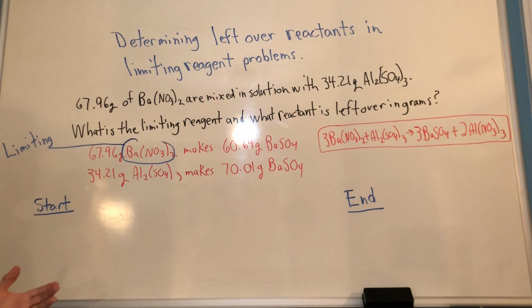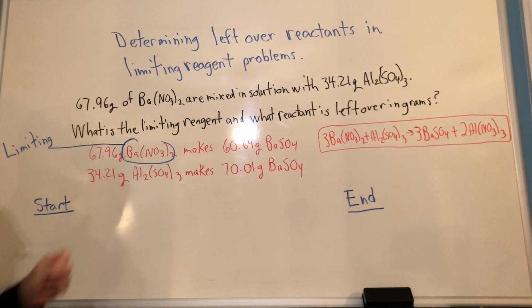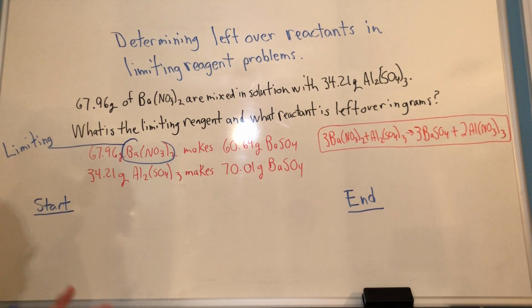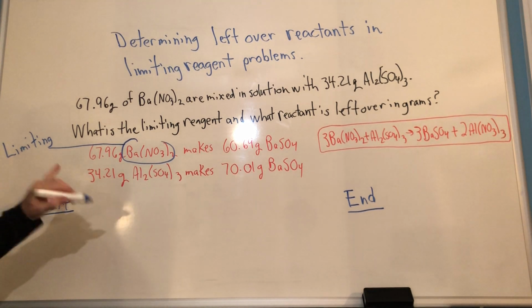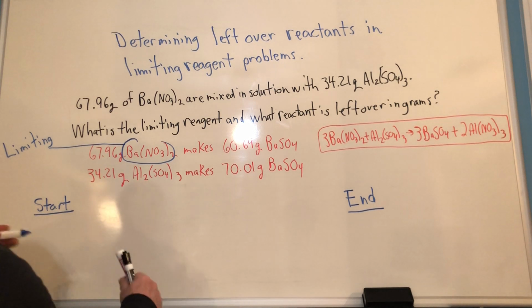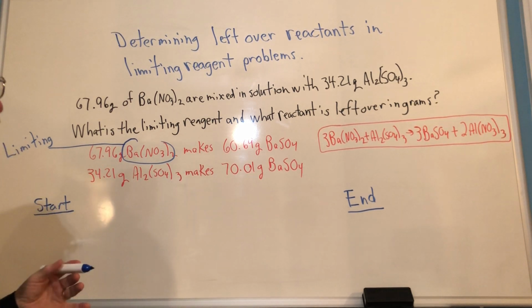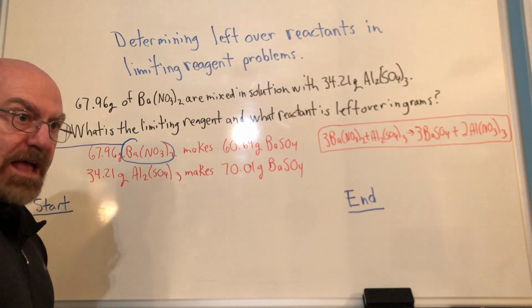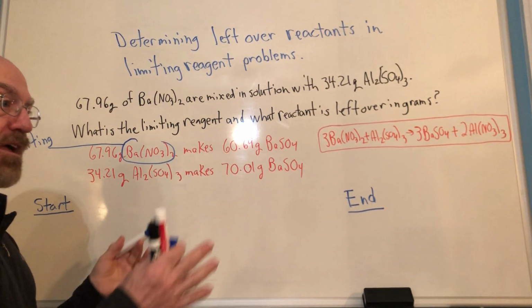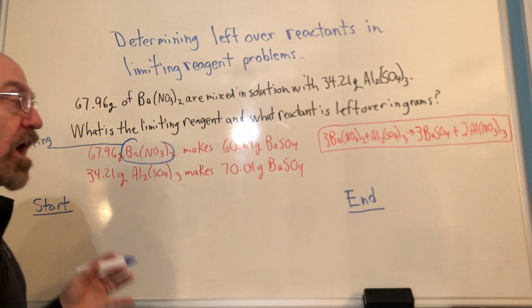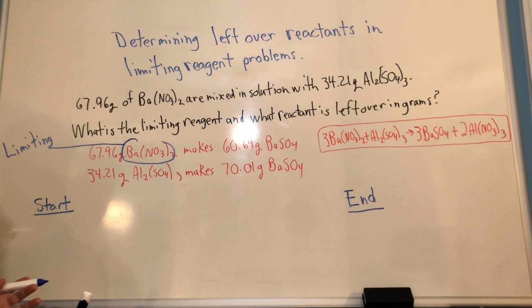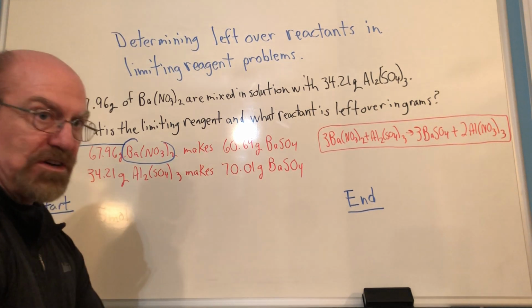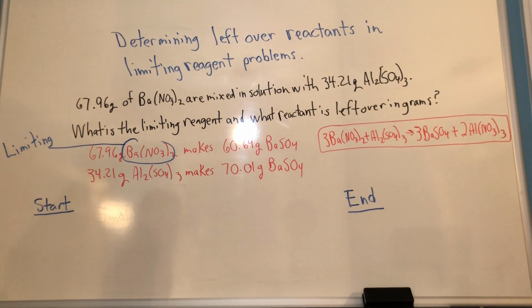So now that we know that this one is limiting, we have to find out how much of the aluminum sulfate is left over. So how do we do that? What we do is we start with our barium nitrate, and we are going to calculate how much of the aluminum sulfate reacted in this reaction. That will tell us how much has been removed, and then we subtract that from the starting amount, which is 34.21 grams, and we will have the final answer, which will be what is left over.